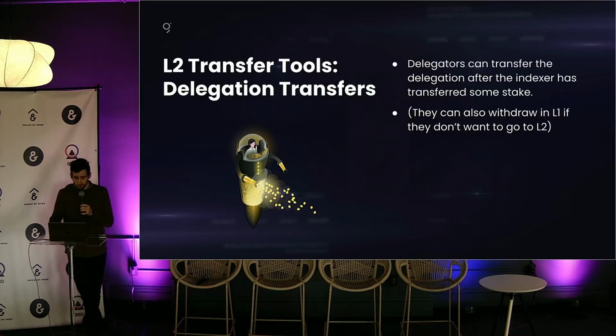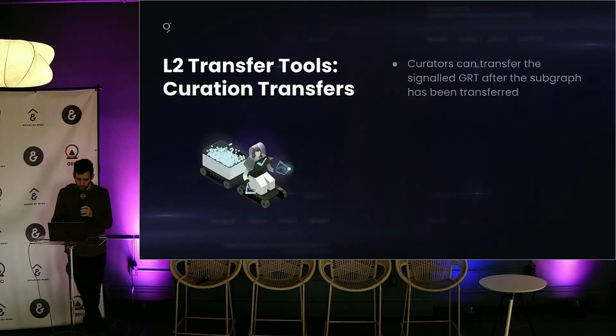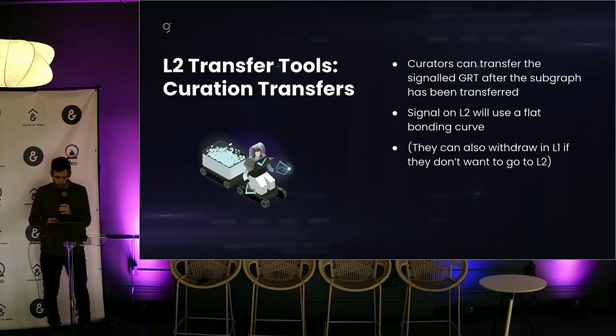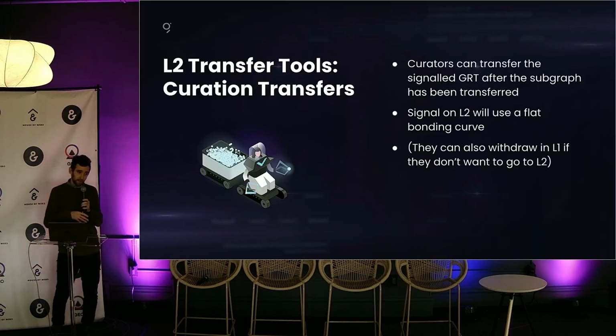And if you're not happy with this, if for whatever reason you want to stay in L1, then once your indexer has fully transferred all of their stake to L2, you can just withdraw in L1 without the thawing period. And in the case of curators, it also depends on when the subgraph has been transferred to L2. Then you can start sending your signal to L2 as well.